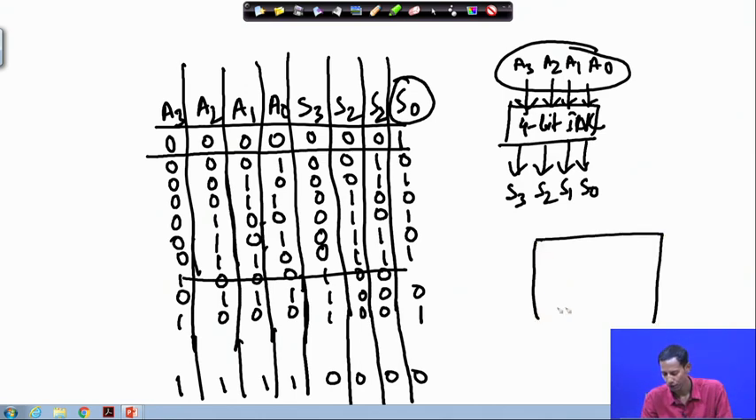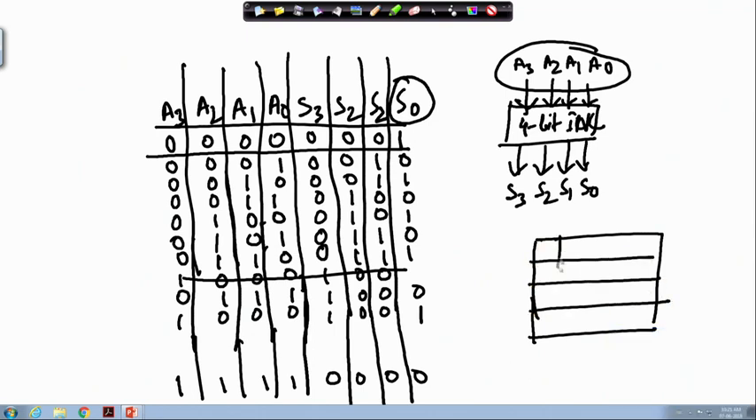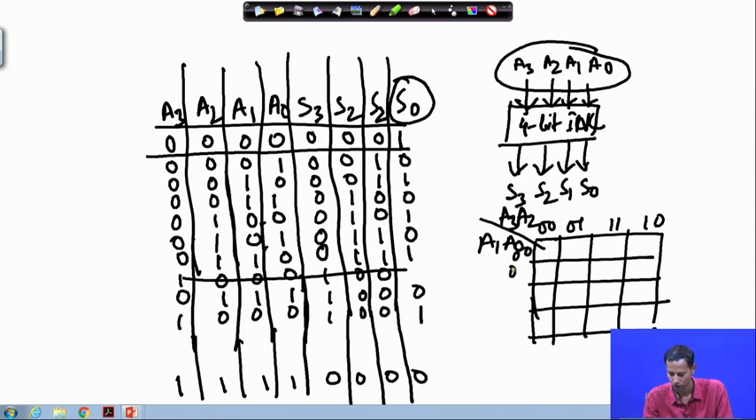I have to put the Karnaugh map, right. So, here this is A3, A2, this is A1, A0. So, this is 0 0, 0 1, 1 1, 1 0, and 0 0, 0 1, 1 1, 1 0. So, for 0 0, this is 1. For 0 0 0 1, this is 0. For this is 1, this is 0.